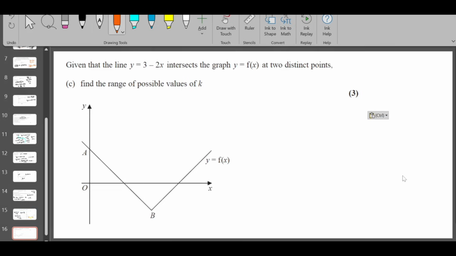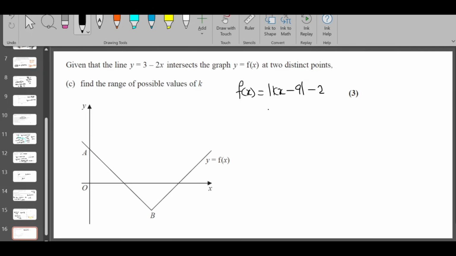Let's look at part C now. I have put the figure also here just to explain this. Given that the line y equals 3 minus 2x intersects the graph f of x, which is modulus of kx minus 9, minus 2, at two distinct points, find the range of possible values of k. Usually you will get questions like this in part C.